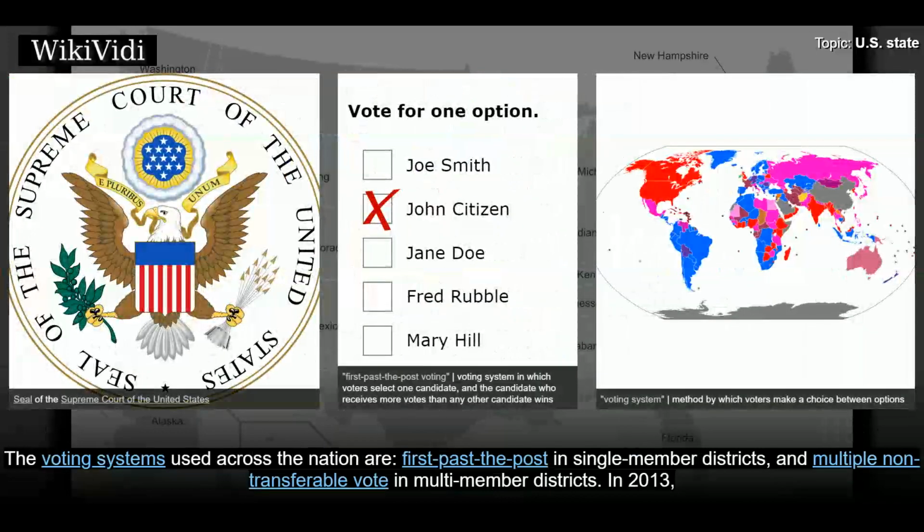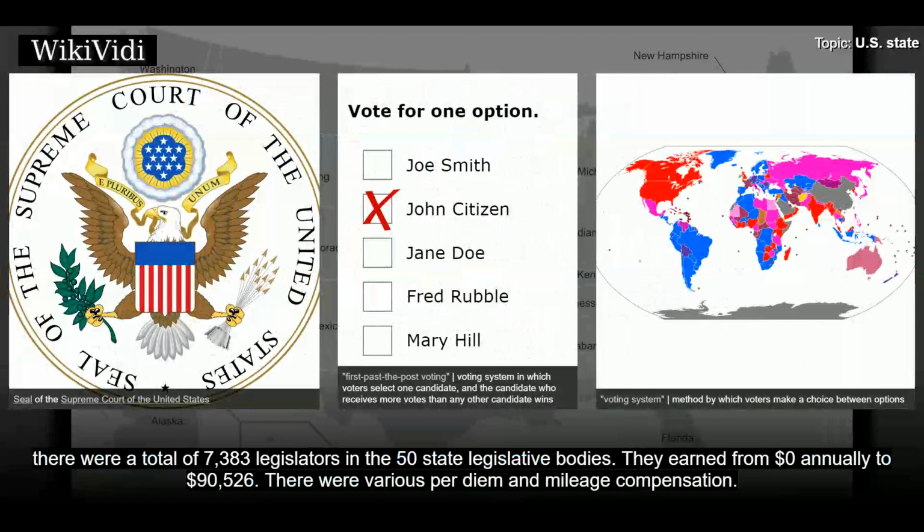The voting systems used across the nation are first past the post in single-member districts, and multiple non-transferable vote in multi-member districts. In 2013, there were a total of 7,383 legislators in the 50 state legislative bodies. They earned from $0 annually to $90,526. There were various per diem and mileage compensation.